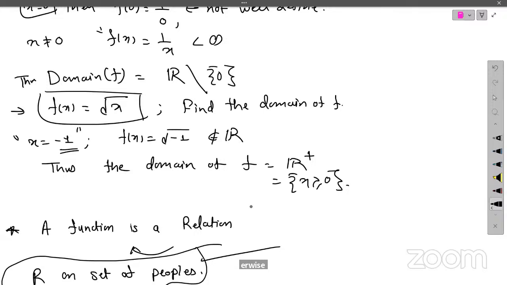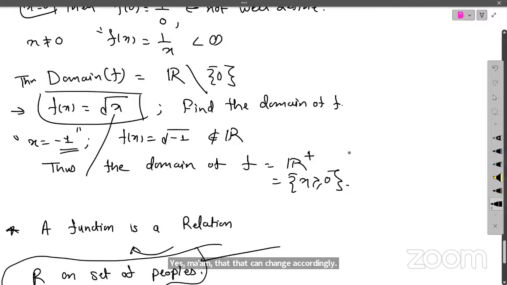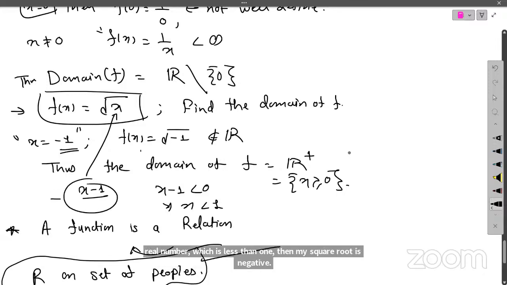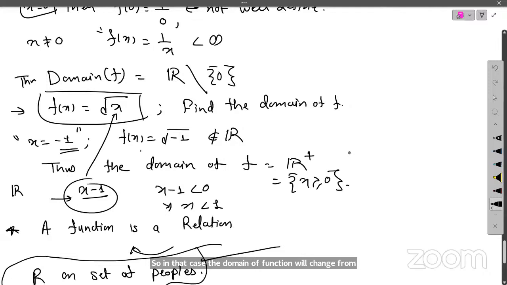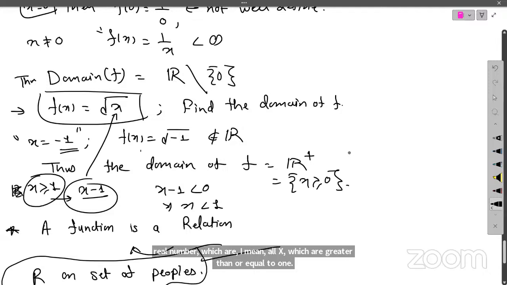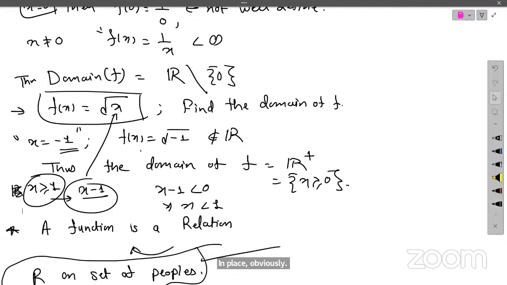So that can change accordingly. Yes, that can change accordingly. For example, here I have given you simply x. In place of x, if I replace it with x minus 1, then what happens? If x minus 1 is a negative quantity, that means x minus 1 is less than 0, so x is less than 1. If you take any real number less than 1, then the square root is of a negative quantity. So in that case, the domain of the function will change from all x greater than or equal to 0 to all x greater than or equal to 1. So it actually depends on the expression inside the square root.